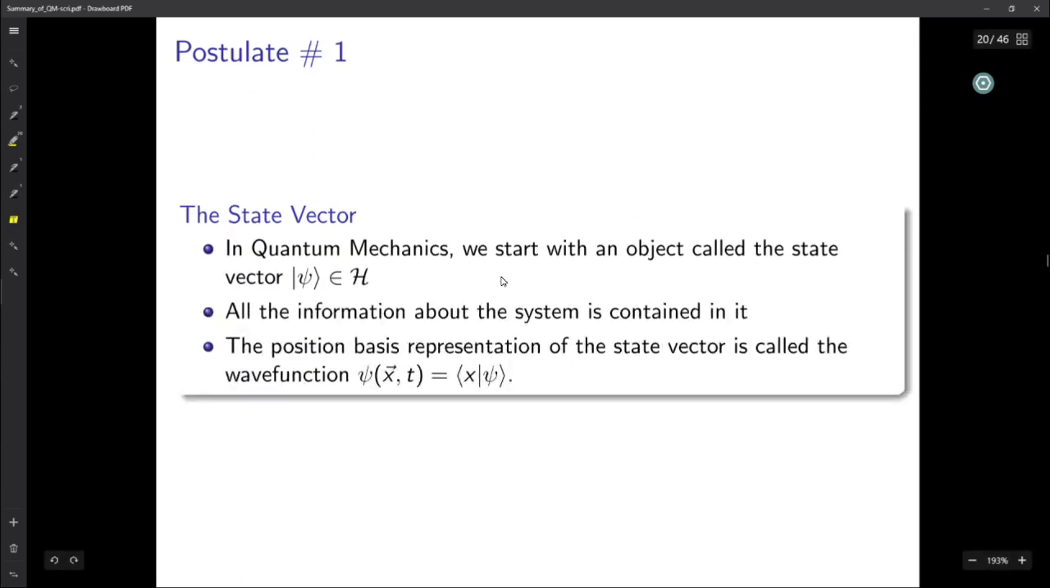So the first postulate is that there is this object called a state vector, which is an element of a Hilbert space, and all the information about the system is contained in this state vector, and all the information you want can be extracted from it in a particular fashion. So the state vector is our go-to all. It has everything you need to know about the system. And in some cases, the position basis representation is preferred. The position basis representation of the state vector is basically just a wave function. You project it along the basis vectors of the position basis, and you obtain the wave function.